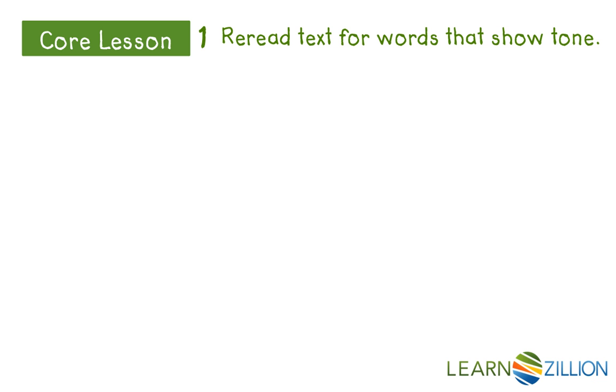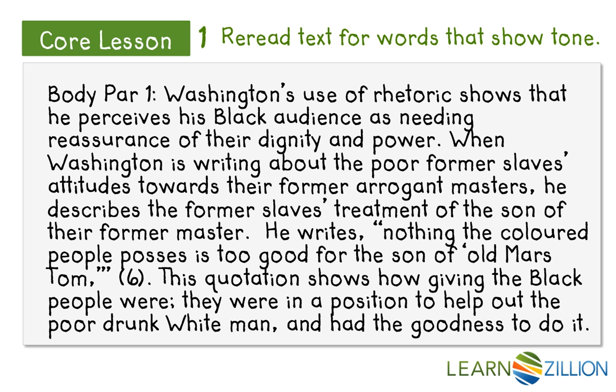So I begin here by rereading my text, and I'm going to be looking for words that show tone. So I'm just looking at my first body paragraph here. Washington's use of rhetoric shows that he perceives his black audience as needing reassurance of their dignity and power. When Washington is writing about the poor former slave, oh, I think I spotted one. That word poor there really shows some attitude that I, the writer, feel about the former slaves.